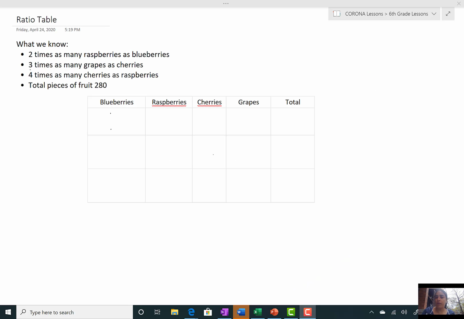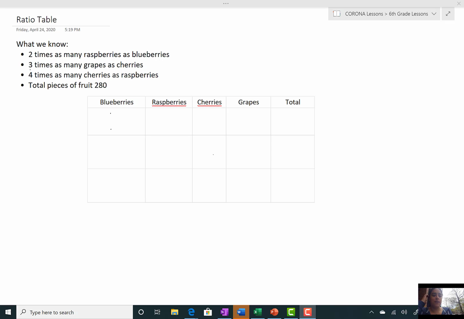All right, let's go over the problem using a ratio table. A ratio table is one of the strategies we always use to solve ratio problems. So as you can see, I created a column for each type of fruit, and then I created a total. At the end, we want our total to be 280. So let's think about it.